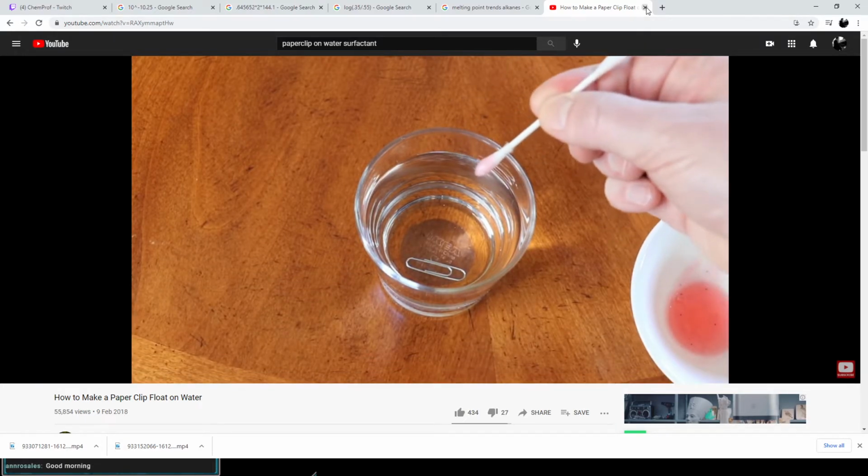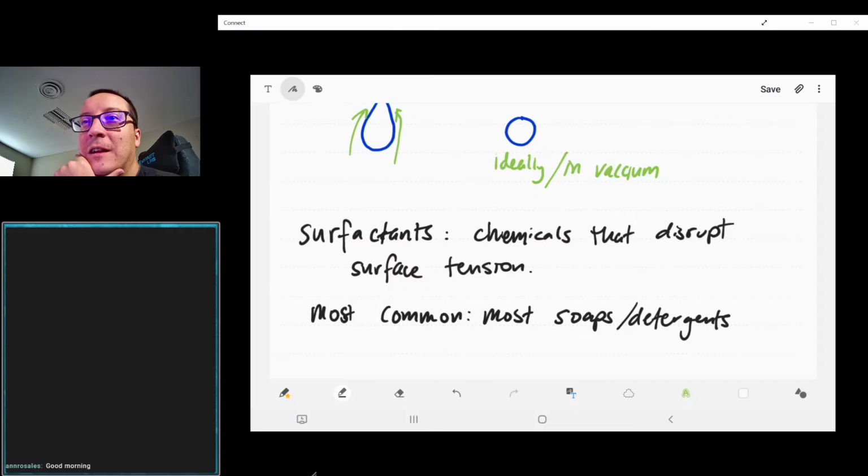Interestingly, you can try this with black pepper too. Works really well. If you put black pepper onto some water, it'll float there. Put a drop of soap in, you'll see all that pepper is going to fly off to the sides as a result. So pretty cool stuff you can do there. So these will disrupt it.